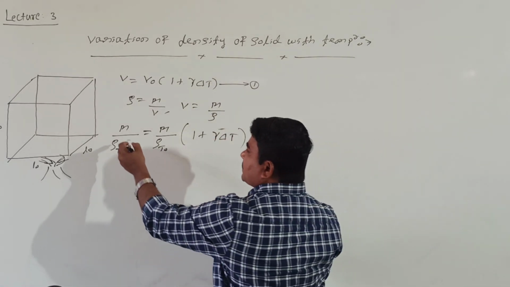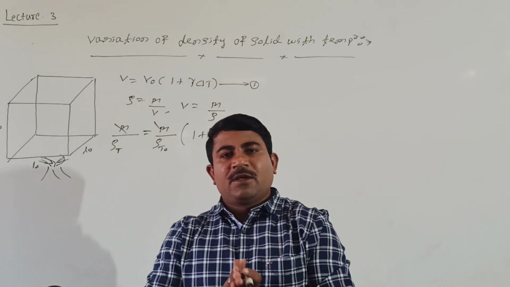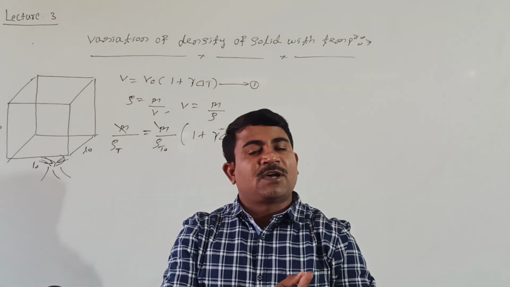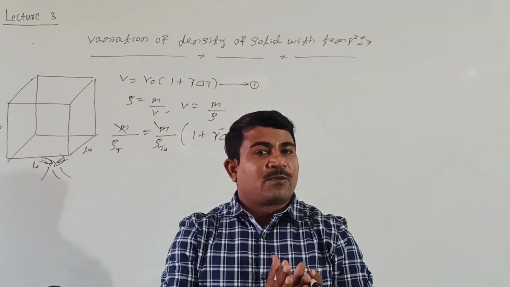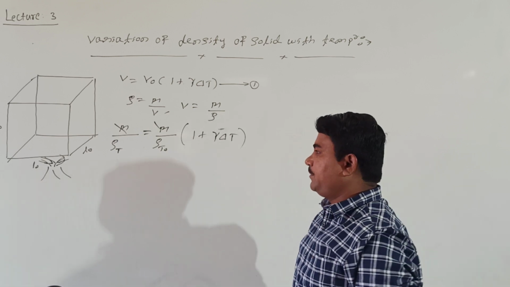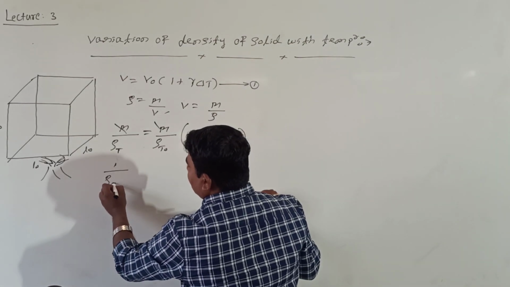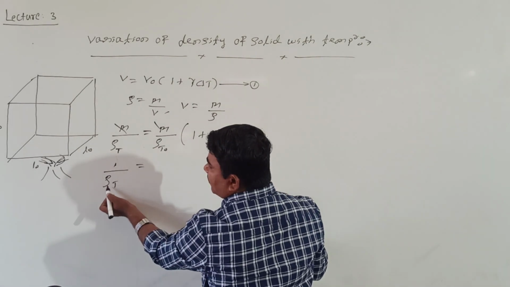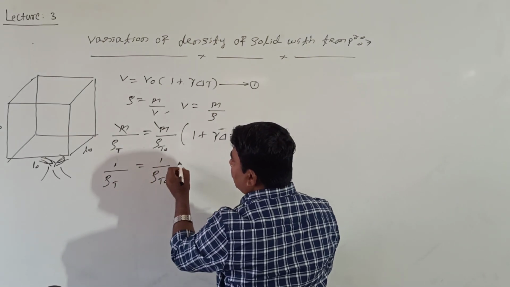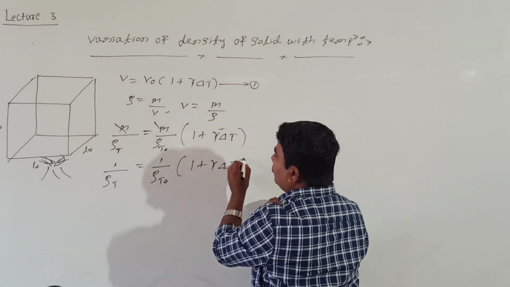Now this mass gets cancelled, because when heat is provided, temperature changes, length changes, area changes, along with volume also changes. But what about mass? Mass of the solid always remains the same. Keep it in mind. So mass gets cancelled. What is remaining here? Density at temperature T is equal to density at temperature T naught into bracket 1 plus gamma into delta T.